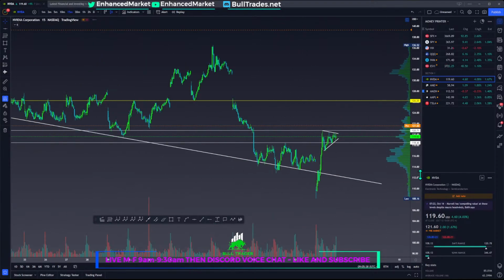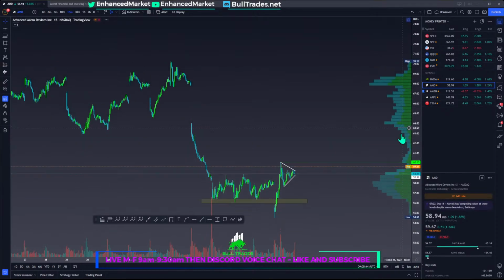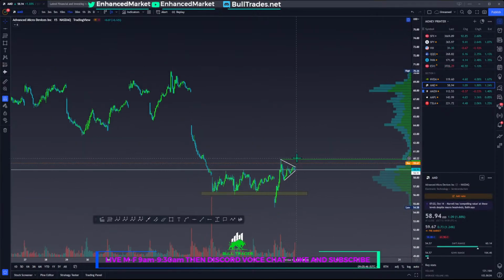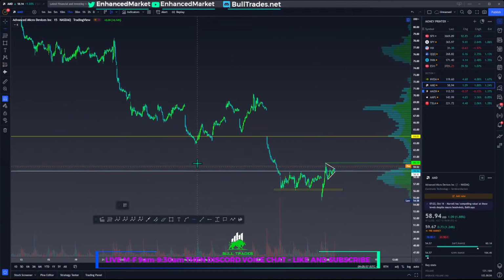These all have 1000% potential. Great bull flag, huge upside potential with a gap to fill above. This AMD, great bull flag, huge upside potential with a gap to fill above. If we see some strength here at market open, these can totally push up to the upside here and fill these gaps above.